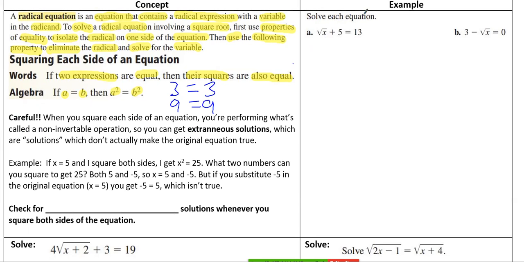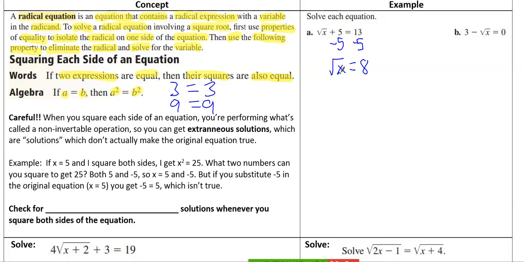So solve each equation. We have a radical and a variable inside the radicand. What we need to do is isolate that. How do we do that? We subtract 5 from both sides. Look at this beautiful work. Okay, so now I get the square root of x is equal to 13 minus 5, which is 8. Okay, excellent. Now, if a is equal to b, a squared is equal to b squared.